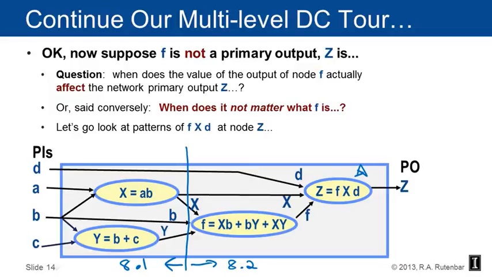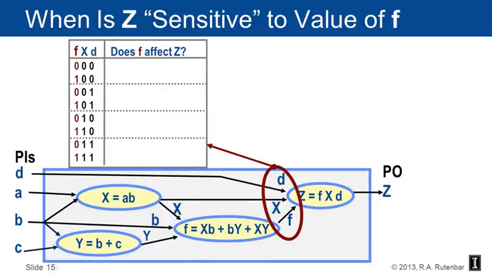Let's look at patterns of the F, X, and D inputs at node Z and see if we can find some of these values that make Z not care about F. So what we're going to look at now is inputs to the Z node. We're going to see if we can find some interesting context, some interesting relationships. So let's ask the question, when is Z sensitive to the value of F? I've got the logic network shown again here. X equals AB, Y equals B plus C, feeding into the F equals XB plus BY plus XY node, whose output goes to the Z equals FXD node to become the primary output Z. And I want to ask the question, when is Z sensitive to the value of F?